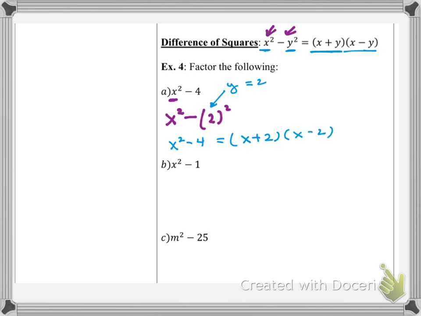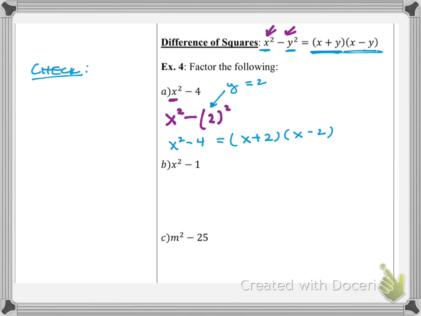It could go the other way around too. I usually write it x minus 2 times x plus 2, but since I wrote it like this in your notes, I'll stay consistent. And again, you could check to make sure your answer is correct. I'll leave that for you all to check. And go ahead and see if you can rewrite B and C as well and come back and check your answer.